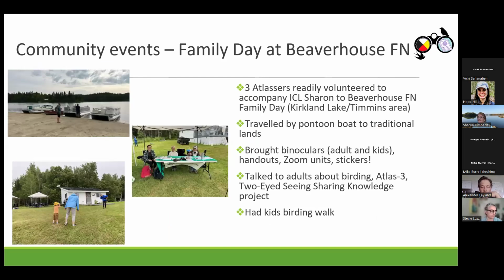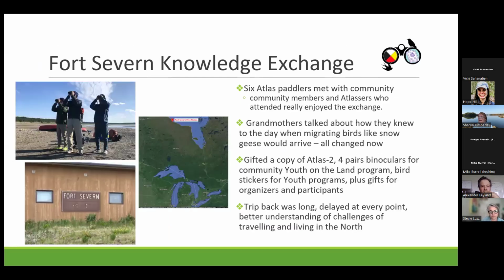With three of our Atlas volunteers, we went to Beaver House First Nation on their community day, and we talked about birds. We had a kids bird walk, and we talked to community members about birding. So that was fun. And then I met some paddlers who had paddled down the Fawn and Severn rivers up in Fort Severn. And we met with the community there, and the Atlasers and the community members did a knowledge exchange. And I've done a number of them this year too.